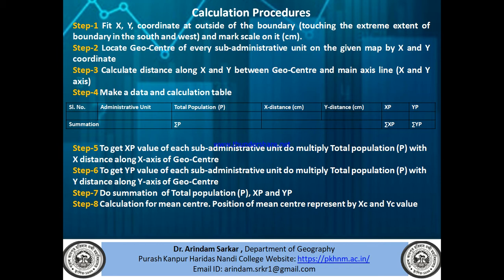In step 5, to get the xp value of each sub-administrative unit, multiply total population P with the x distance along the x axis of the geocenter. In step 6, to get the yp value of each sub-administrative unit, multiply total population P with the y distance along the y axis of the geocenter. In step 7, do summation of total population, xp and yp. And step 8, the last step, you need to calculate the position of the mean center, which is represented by xc and yc.